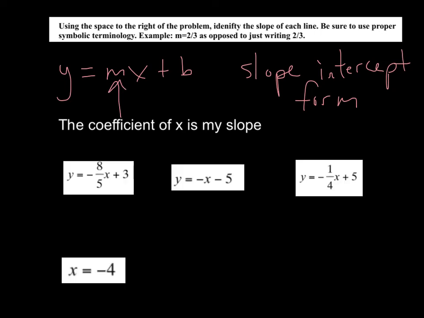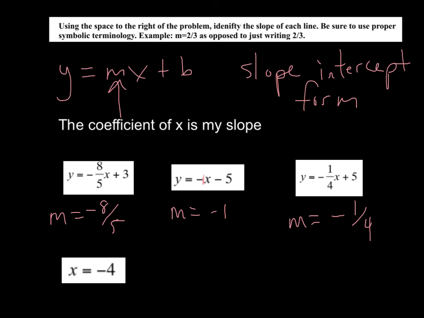So what I've provided now is 4 examples. We're going to take a look at this first example here. In mx, my slope, the coefficient of x, is -8/5. So m is equal to -8/5. In my next example, the coefficient of x is just the negative sign, but that's negative what in front of that x? Technically, there's a 1 right there, so my slope is -1. And for my last problem, my slope is -1/4. The only thing you have to be careful about is to not forget the sign.